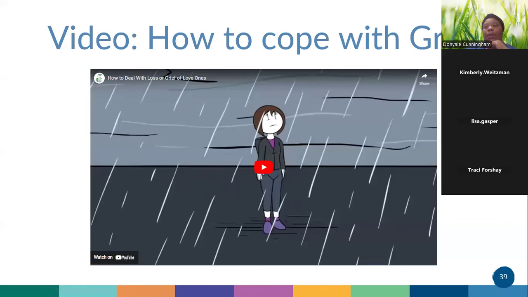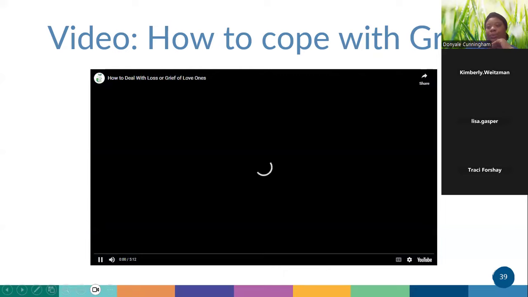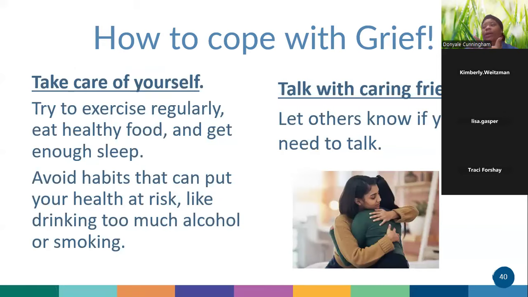All right, so now we're going to go into talking about how to cope with grief. So take care of yourself. Try to exercise regularly, eat healthy food, get enough sleep, avoid habits that can put your health at risk, like drinking too much alcohol or smoking.